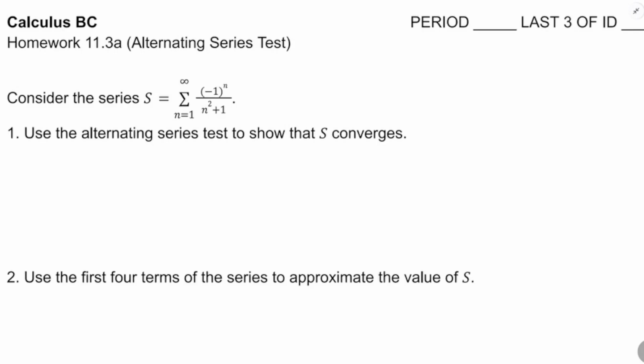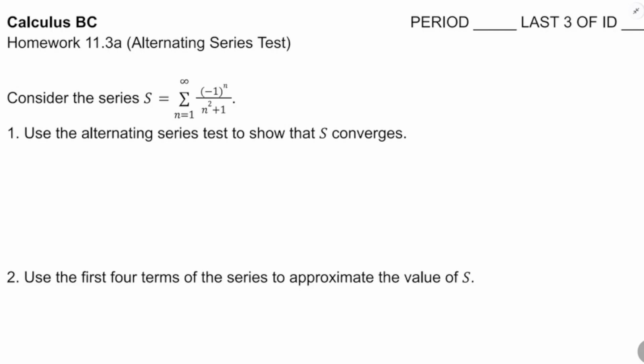All right, in this video, we're going to be working BC Homework 11.3a, doing some more series practice, this time with alternating series. So you heard in class about the alternating series test. If you've got a series whose terms are alternating, their size is decreasing, and their limit is 0, then you've got a convergent series. Okay, so the first problem says, use the alternating series test to show that S converges.